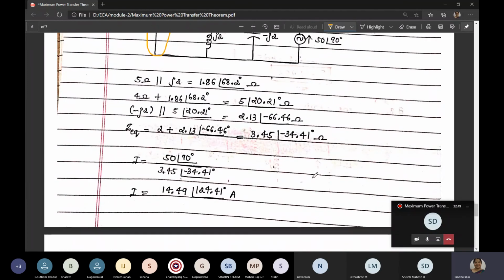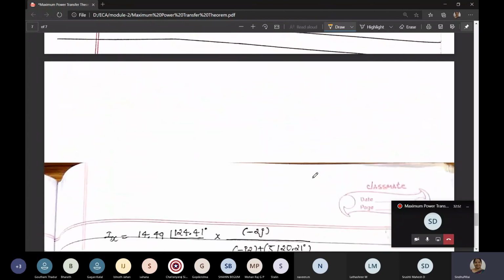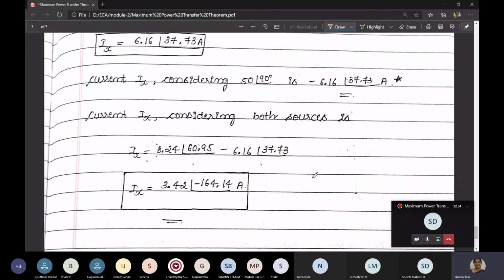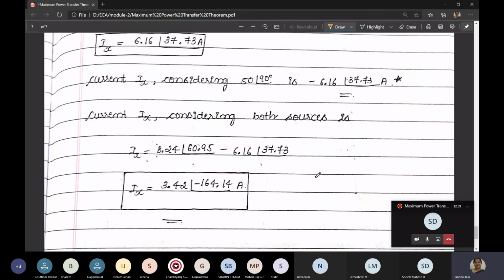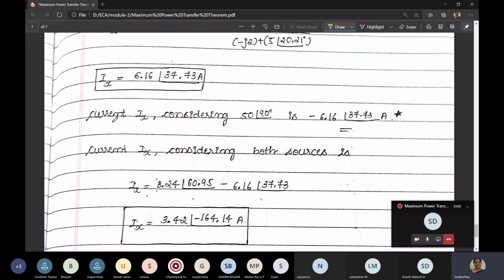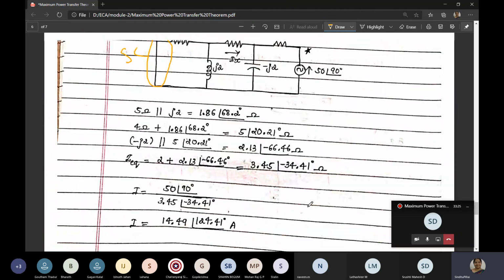Now you can follow this method, and if you are not comfortable with this method, you can go with the mesh analysis which I had told before and compare the answer. For the superposition theorem, one more thing you have to do is, current Ix considering 50 at an angle 90 we got here. Next, considering both the sources, you compulsorily have to write the answer. That is shown here. So the last answer is 3.42. It is written in polar form. You can go with the rectangular form also. This is how the superposition example is solved.